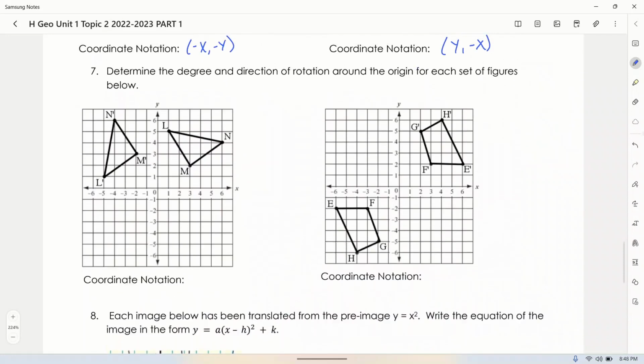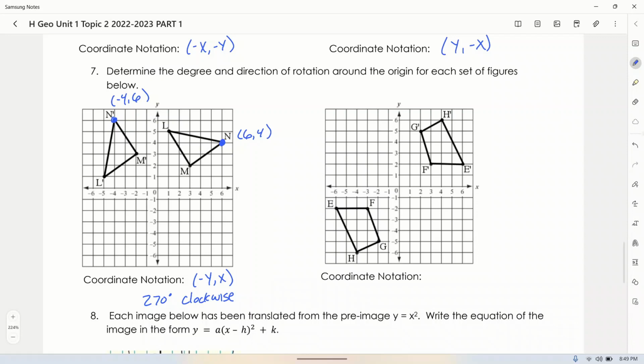Number 7 is now asking us to determine the degree and direction of rotation around the origin. Well, this is going to be as simple as, okay, here is N. Let's look at this point. It's going to be 6, 4. And its transformed point is at negative 4, 6. So what do you see is happening here? Well, we have negative y comma x. Okay, and if you're determining that degree, look at problem number 3. That's 270 degrees clockwise.